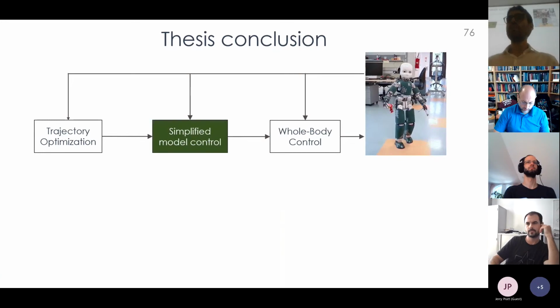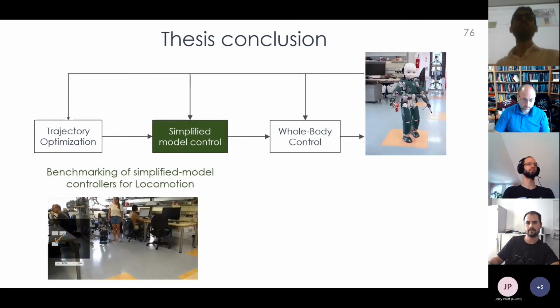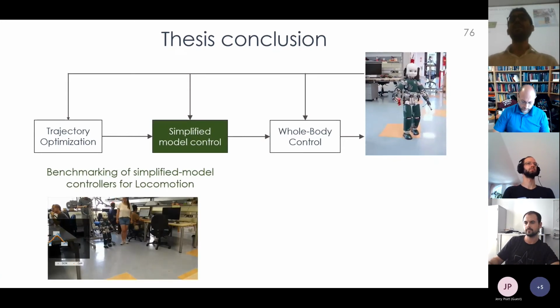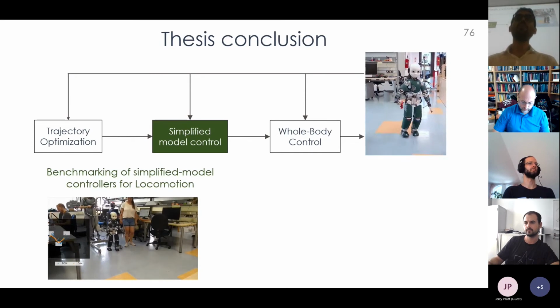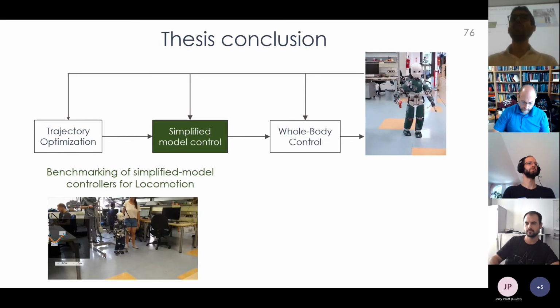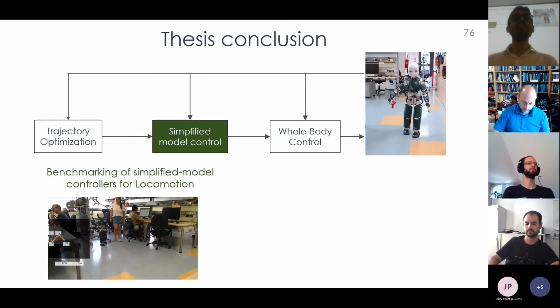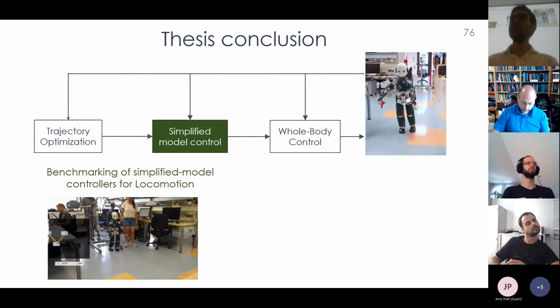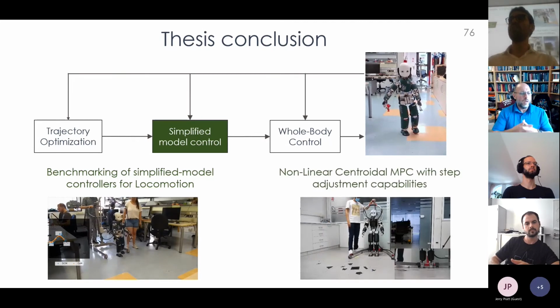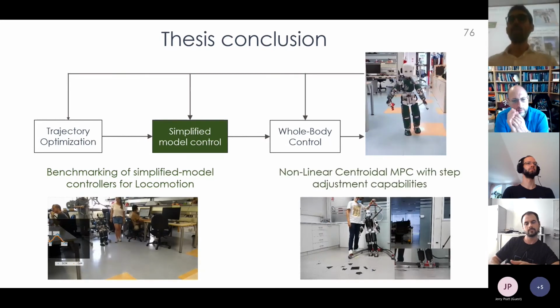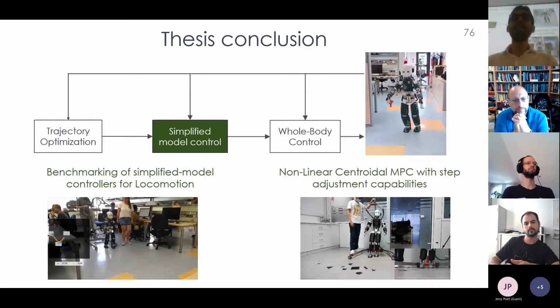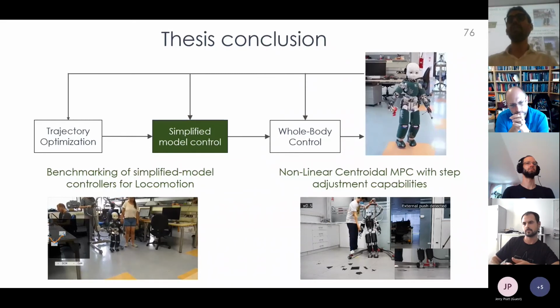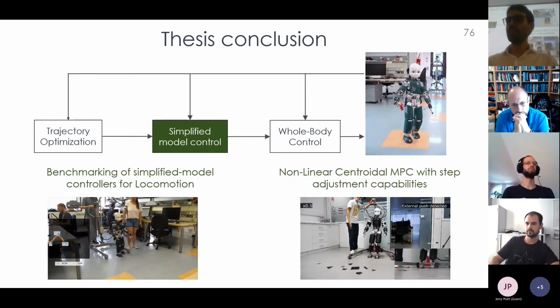Regarding the simplified model, we start from a benchmarking of simplified model-based controllers. And one of the main problems of the architecture that we used here was the fact that it was not possible to adjust the position of the first step. So what we propose is a nonlinear centroidal MPC with step adjustment capabilities. And this MPC, even if it is nonlinear, is still able to run online.